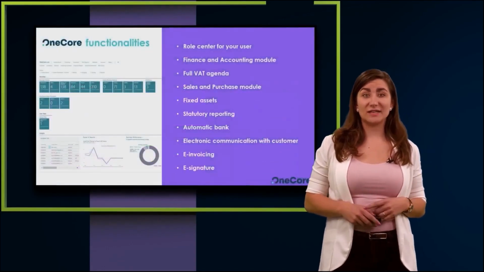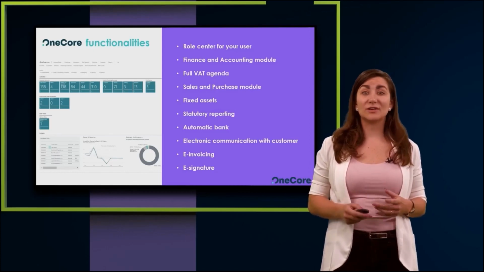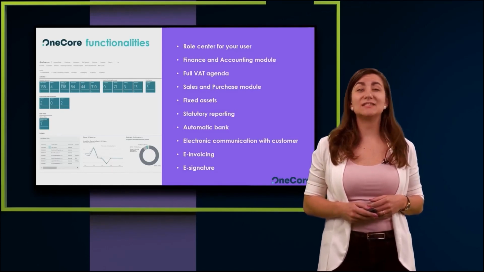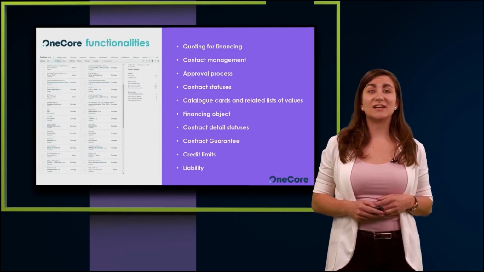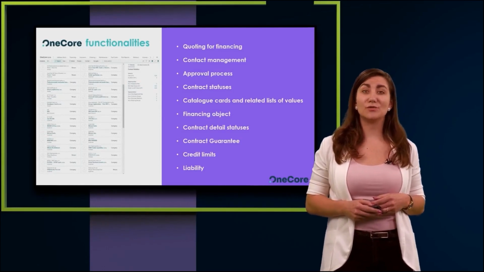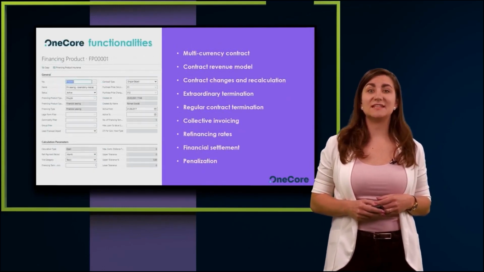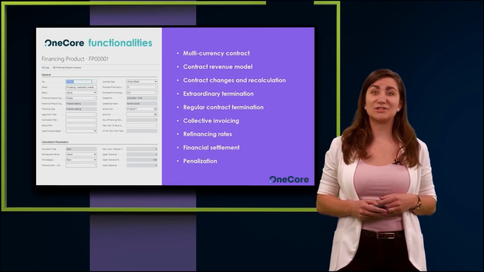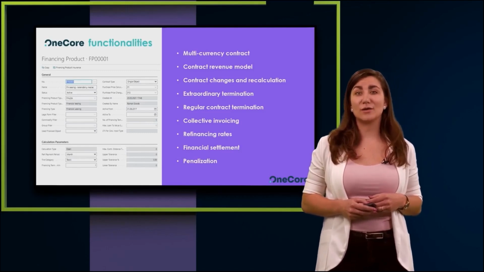There are many functions connected with OneCore modules which can really make your internal processes faster. I'm talking about connection to bank, finance module, full VAT agenda, as well as e-invoicing and e-signature tools, which are a must in these digital times. OneCore covers the entire life cycle of leasing, loan, and rental contracts, including quotes, creation, approval process, and management of credit limits. Our cloud software guides you until the end of the contract, so early and regular termination process is covered, the same as the penalization and financial settlement part. This is a really high-level overview of what you could expect from OneCore software.